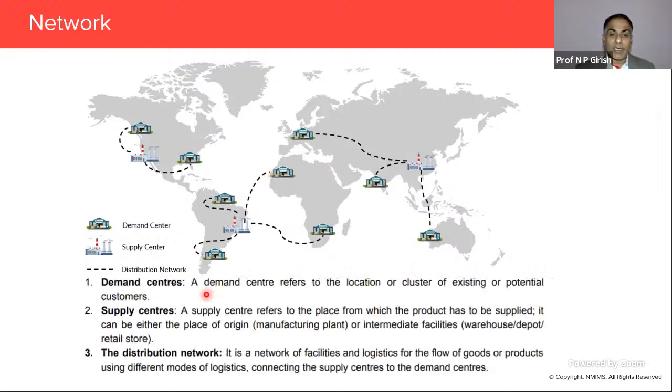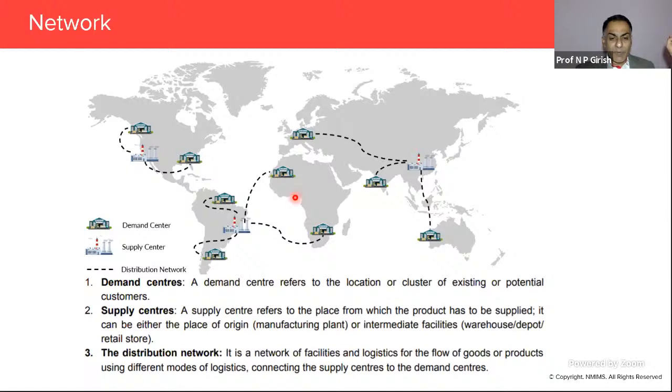Demand center refers to the location or cluster of existing or potential customers. Supply center refers to the point from where the supply originates. Distribution network is the flow of the goods, or the path that the goods take, including different modes. These are the 3 important elements in any network. All the models that we are going to be looking at consider these 3 things. Where is the demand? Where is the supply coming from? And what is the path it is going to be taking? Are we clear on demand center, supply center, distribution network?